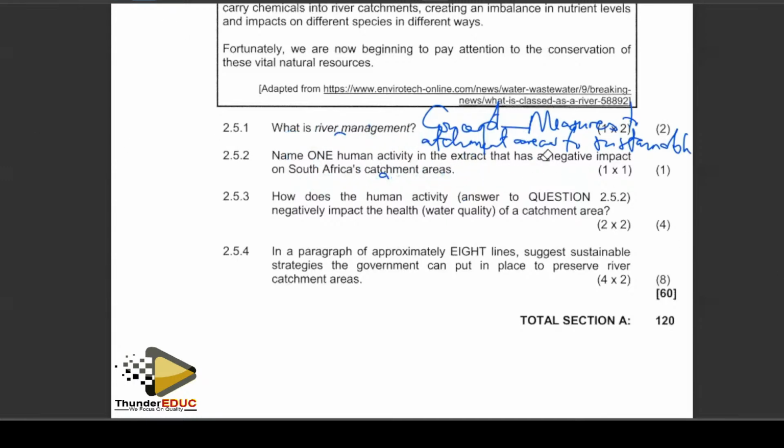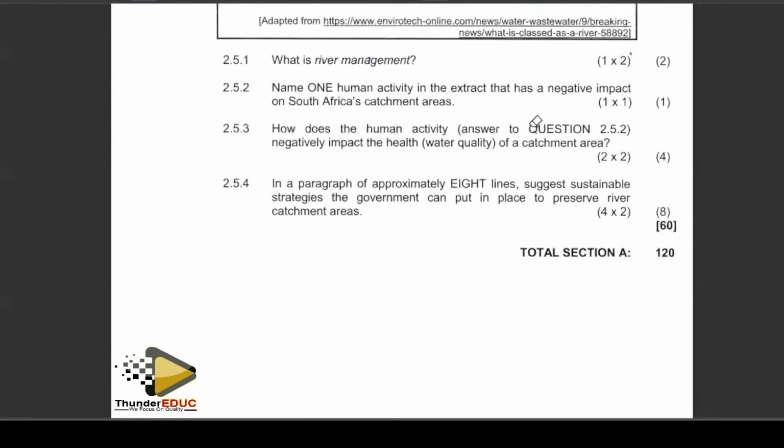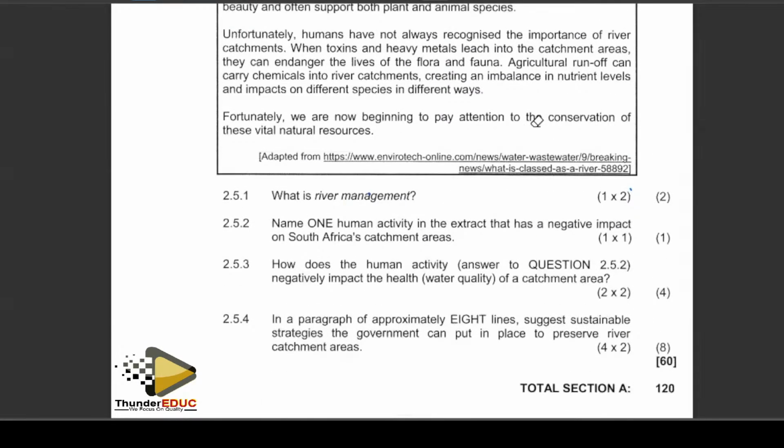Name one human activity in the extract that has a negative impact on South Africa's catchment areas. Right, we just want to go back to the extract and see where we get our answer. Right, our answer, we get it here. It talks about agricultural runoff, which carry chemicals into river catchments. So our human activity here is agriculture, the activity that is responsible for having a negative impact on catchment areas.